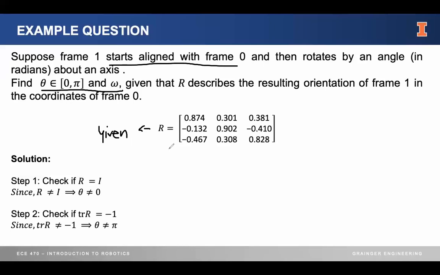So we start with our solution. Our first step is to check if our rotation matrix is equal to the identity matrix. As we can see, it's not the case here, so our theta is not equal to 0. We eliminate that possibility. Then we come to the second step, that is to check if the trace, the sum of the diagonal elements of the rotation matrix, equals -1. Since our trace is not equal to -1, we know that our theta is also not equal to pi.